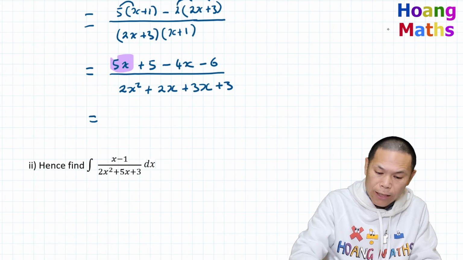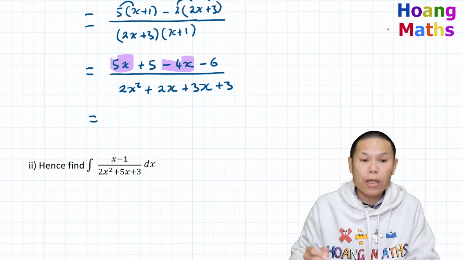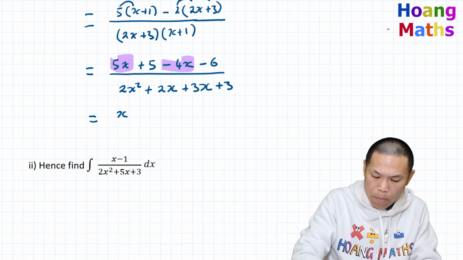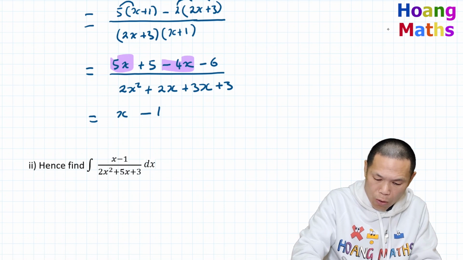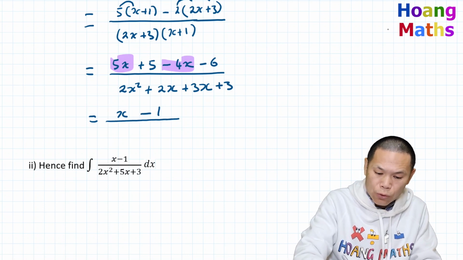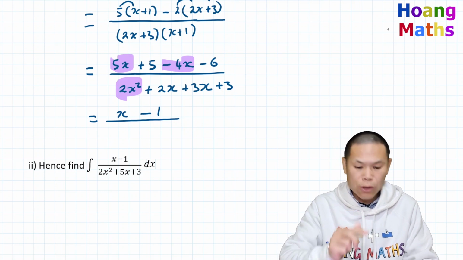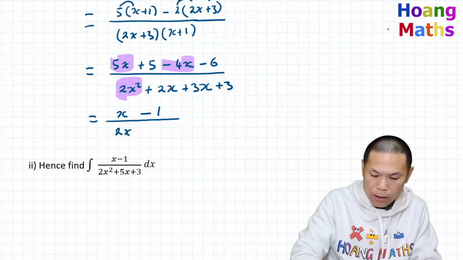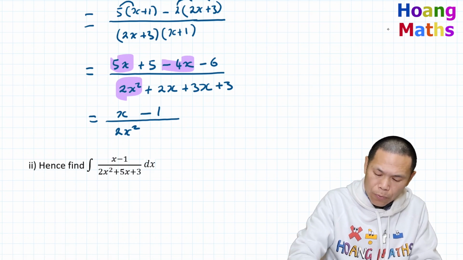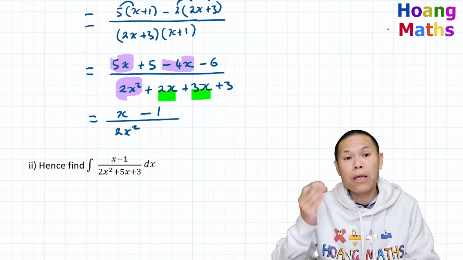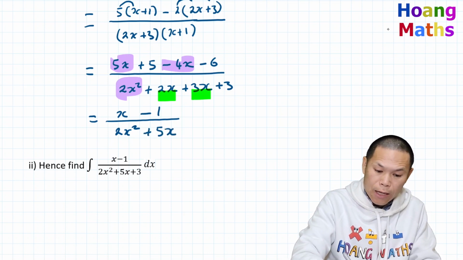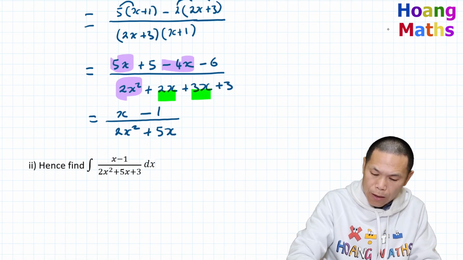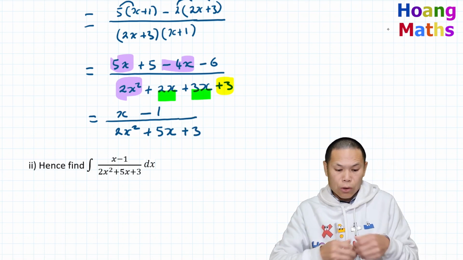Now for the numerator, I collect like terms. 5x minus 4x gives x, and 5 minus 6 is negative 1, so minus 1. Over, now we have 2x squared. And then we have 2x and we add 3x, which gives 5x, so plus 5x. And what we have here is plus 3. So there you go.